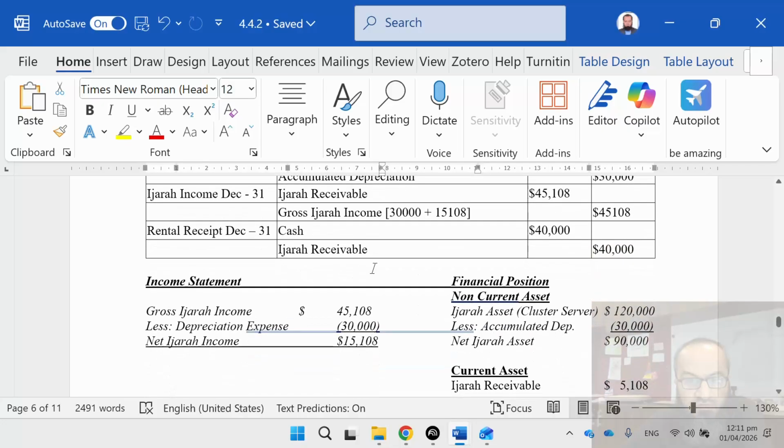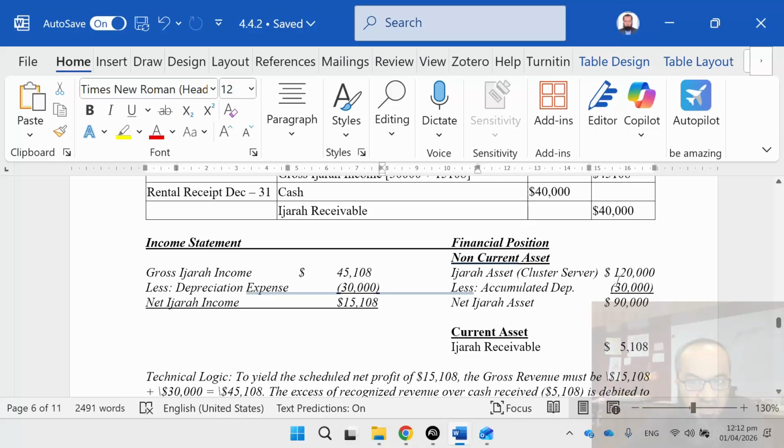So how do we show these balances? How will the financial statements of the Lessor look towards the end of the first year? The income statement shows gross Ijarah income 45108, less depreciation expense for the Ijarah asset. So we have a net income of 15108.